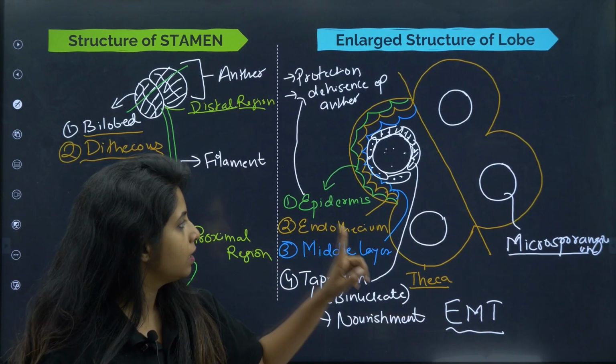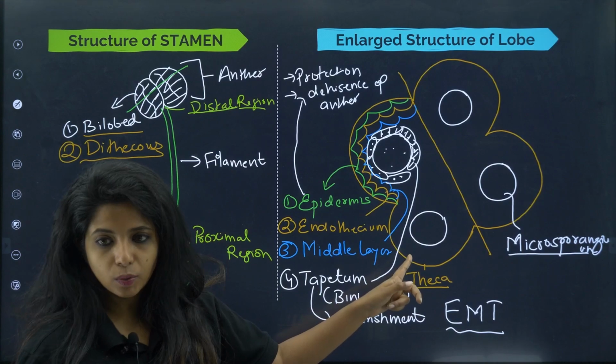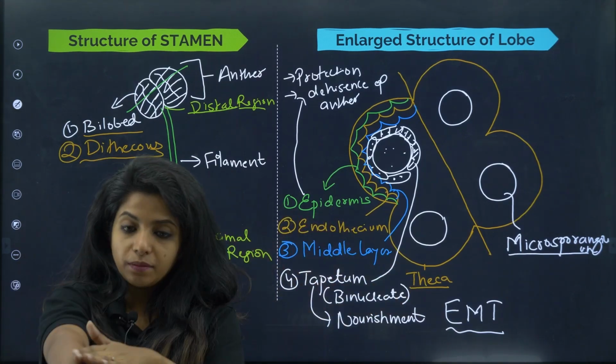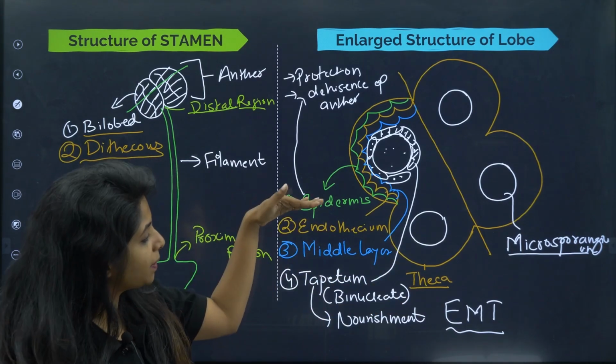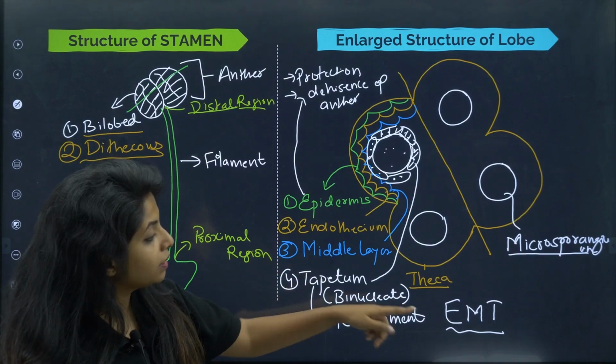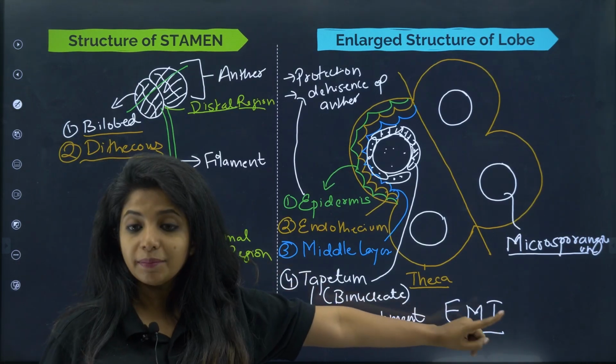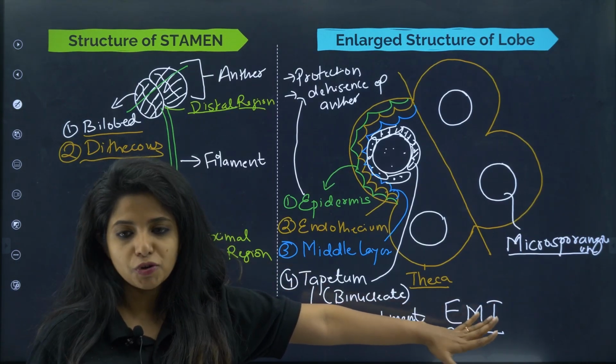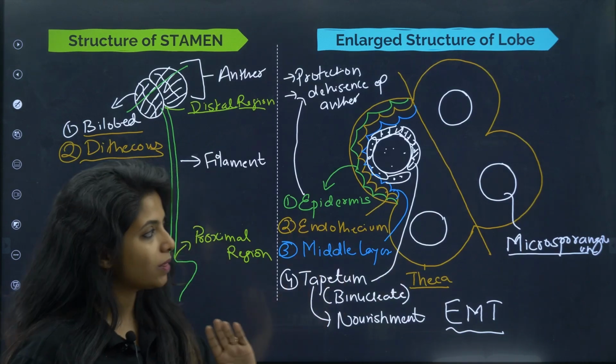So E for epidermis and endothecium. Epidermis will always be outside. So epidermis is the first one, then endothecium, then the middle layer, and then our tapetum. The tapetum is the one that provides nourishment, children. Remember that. Now that is done.